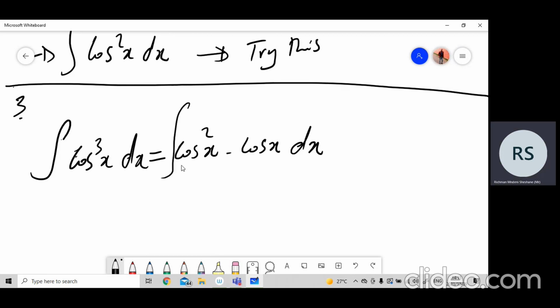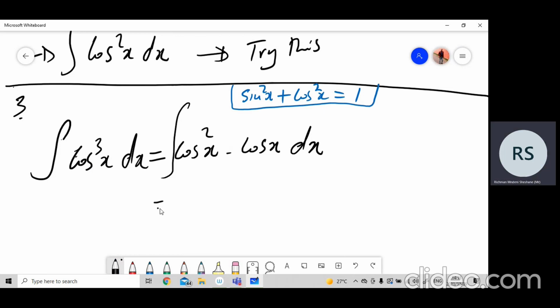Okay. The integral of cos to the power of 3: we take one cos out. And then basically here we use this identity, which is sine squared x plus cos squared x equals 1. Note this: sine squared x plus cos squared x equals 1.